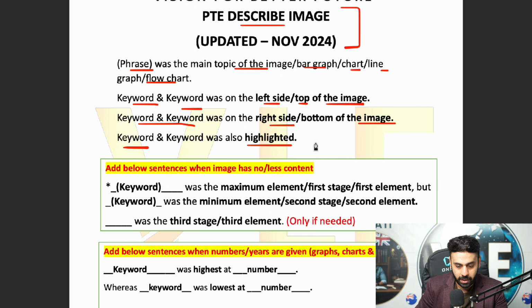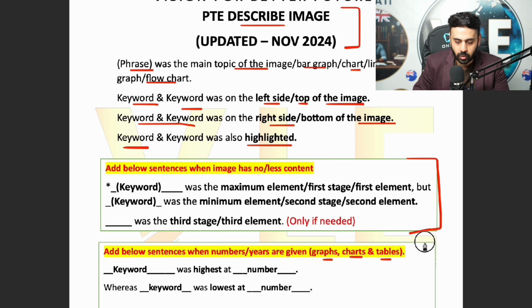But what changes have we made? We have made certain changes when it comes to images with no content. You need to add these sentences. And when you get images like bar graphs, charts, tables, then you need to include these other sentences. Let's talk about images where you're not going to get any content.